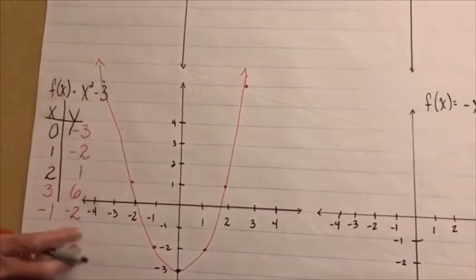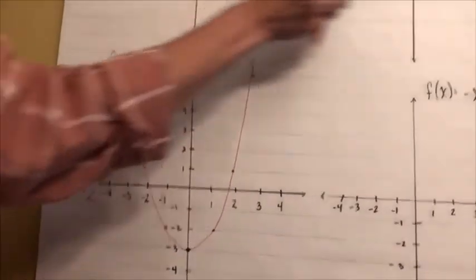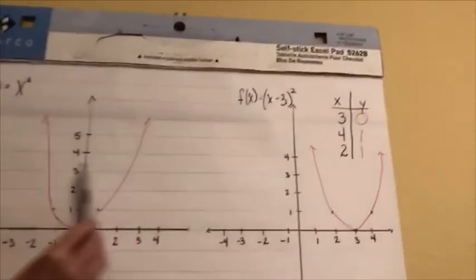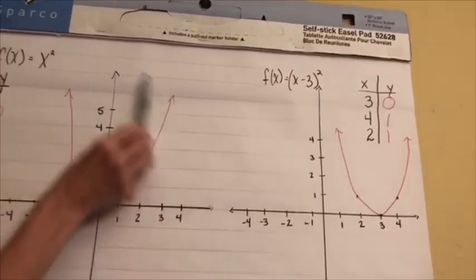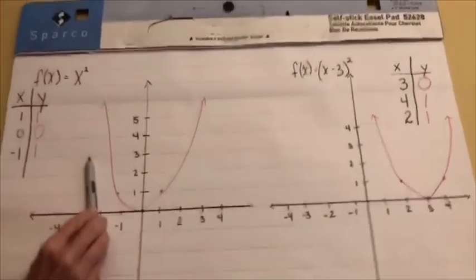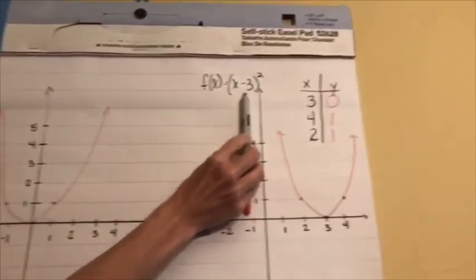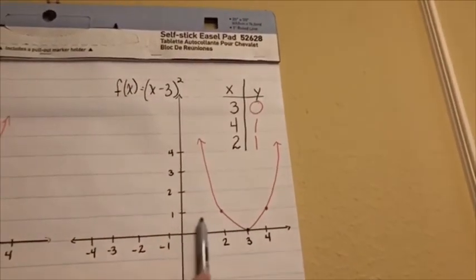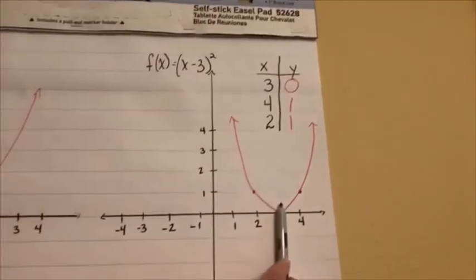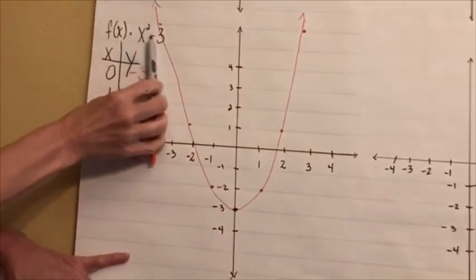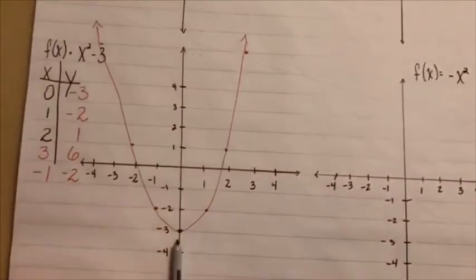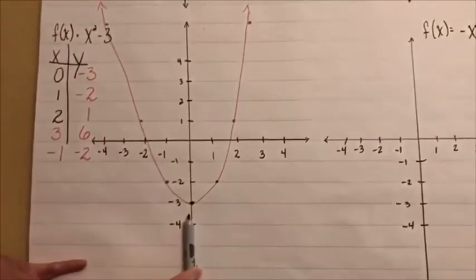You can see that we have the same look on each of these. This is our standard parabola. When we subtract 3 in parentheses, we can see it gets shifted to the right on the x-axis. When we subtract 3 outside of parentheses, we can see it gets shifted down on the y-axis.